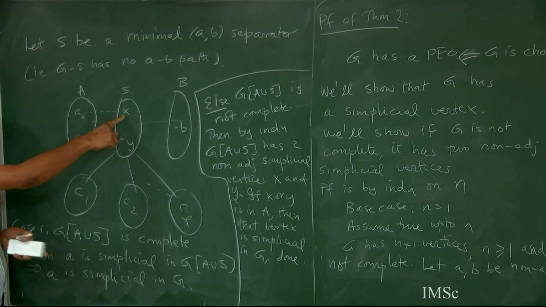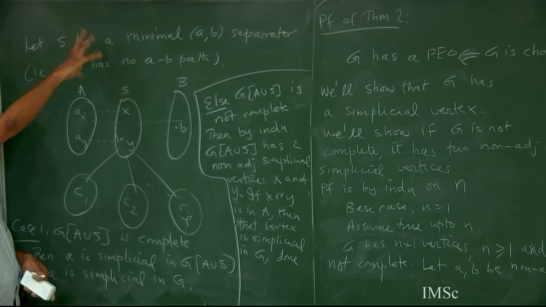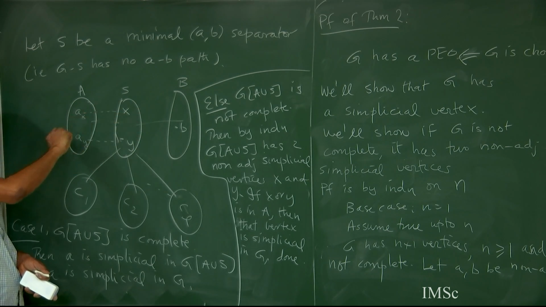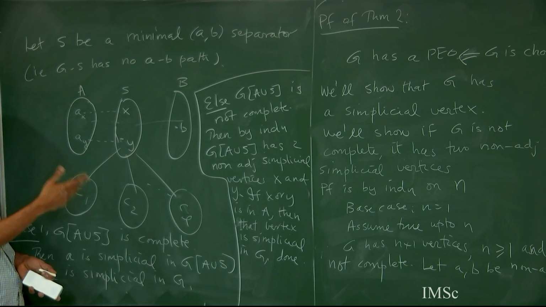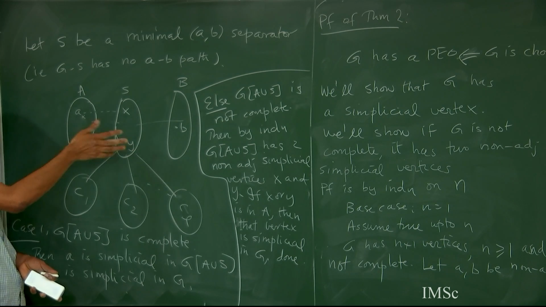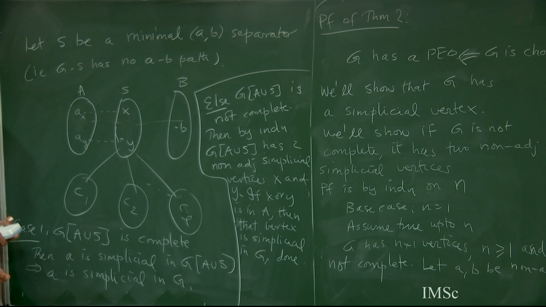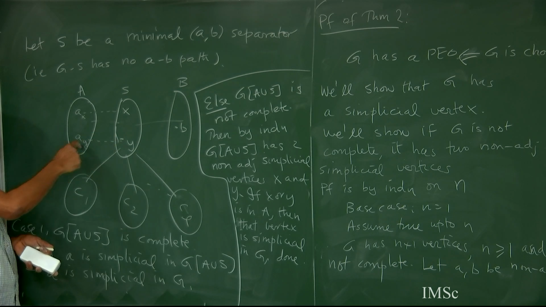If x has no neighbor here, then if I throw x out, it will continue to be a separator, because it is really not killing an AB path. So x has no role in the separator, I could have thrown out x. Similarly, if y is not in any AB path, I could have thrown out y and it would still be a separator. Since it is a minimal separator, x should have some neighbor here, y should have some neighbor here.